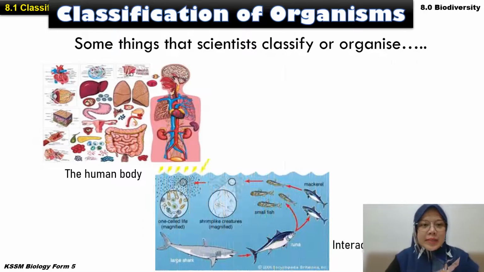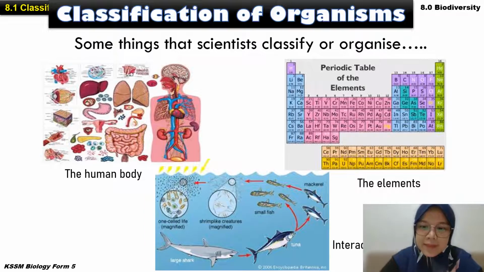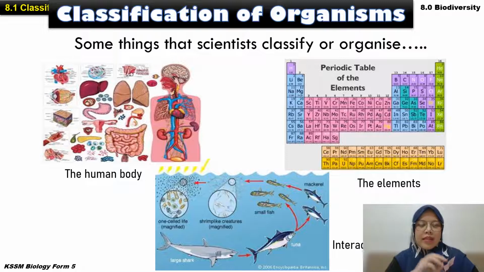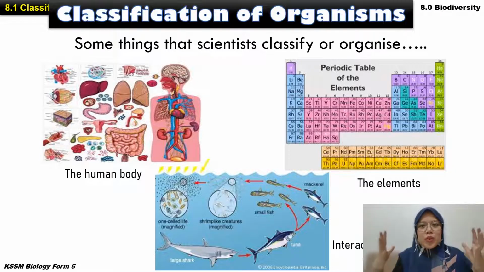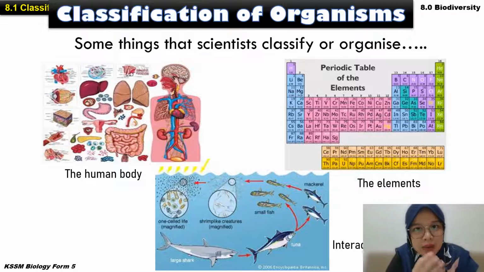Okay, so classification of organisms. So look at this line. You will notice that there are a lot of things and scientists love to classify or organize. Why? Because there are a lot of things. For example, in the human body, dalam badan kita ni ada banyak, too many tissues, too many systems, too many organs. So the scientists classify, so it will be easy for them to understand and also easy for them to learn about the system.